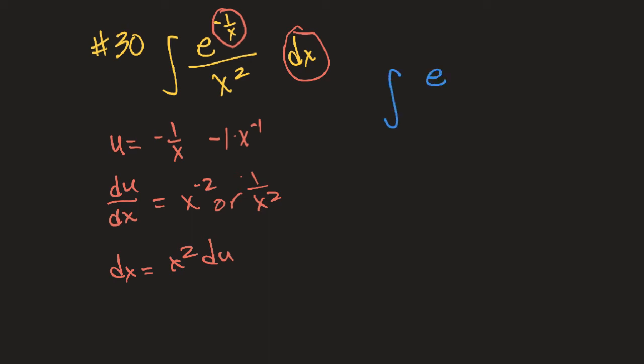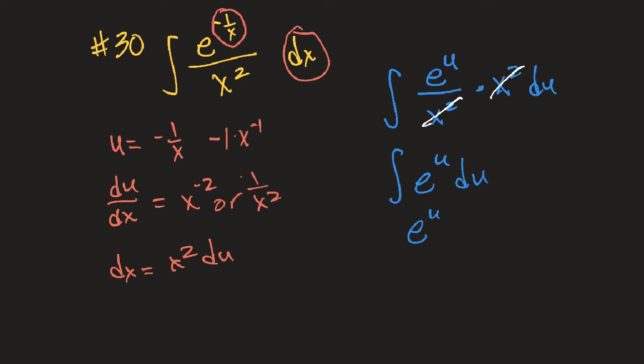We're going to have e to the u now because we replaced the negative 1 over x. Currently, there's still an x squared there that we haven't dealt with yet, but we're about to deal with it. Because we're going to multiply, instead of by dx, we're going to put x squared du. And then that's great news because these guys cancel. And so your job then just becomes to do one of our favorite indefinite integrals of all time, the antiderivative of e to the u, which is just e to the u plus c.